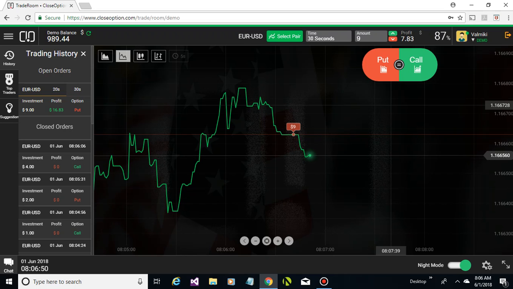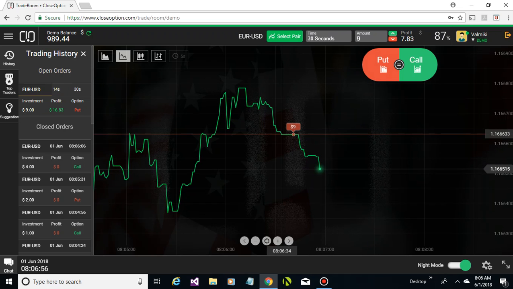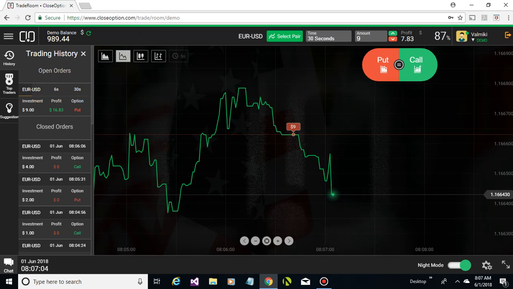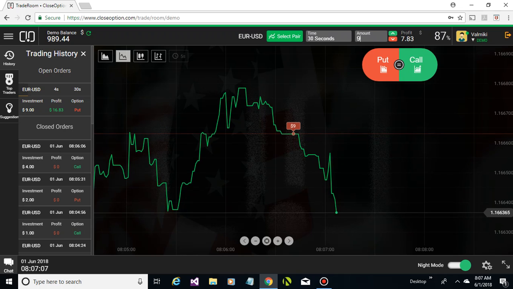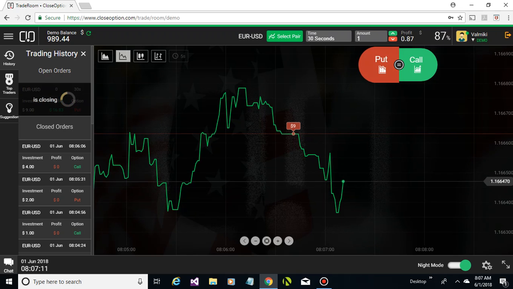You notice it was going down. It just stagnated for a while, and we got a good execution right at the horizontal line right there. So it looks like this is going to be a win. So let's get ready and put our $1 bet on the put.